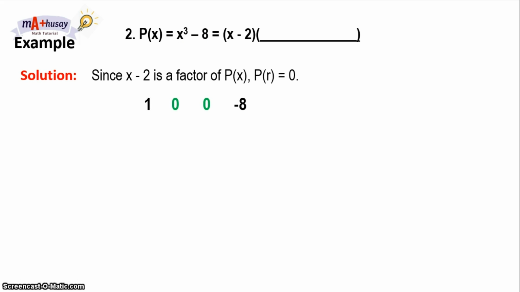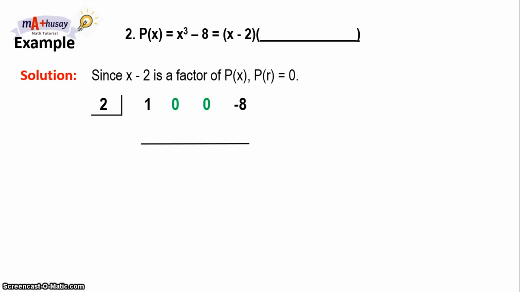The numerical coefficients of p of x are 1, 0, 0, negative 8. This is because we have inserted missing terms with zero coefficients, which include the quadratic term and the linear term, right? So from here, we know that our r is equal to positive 2.